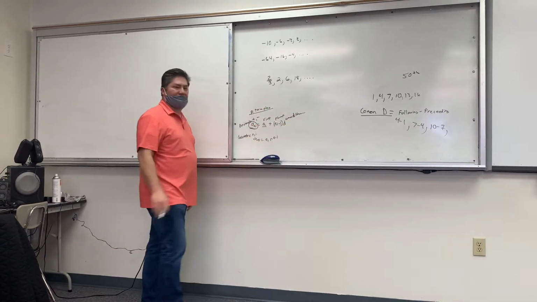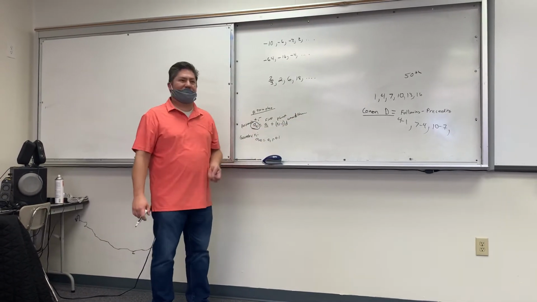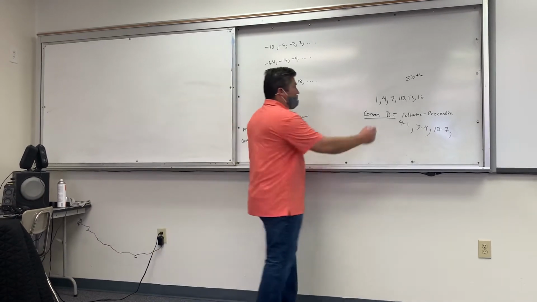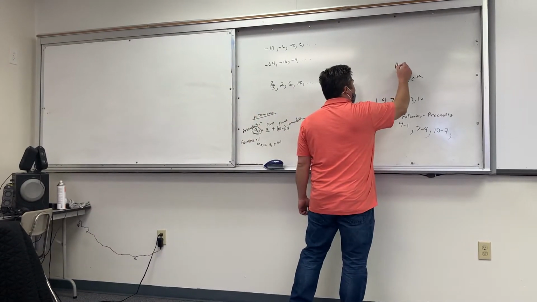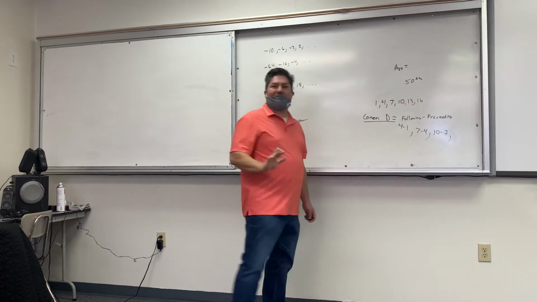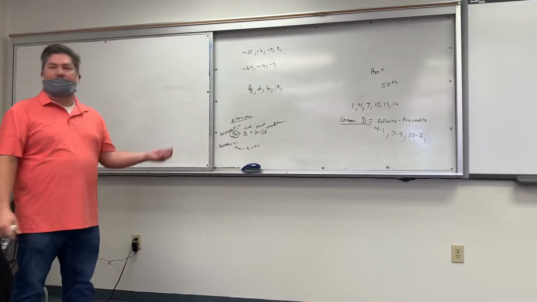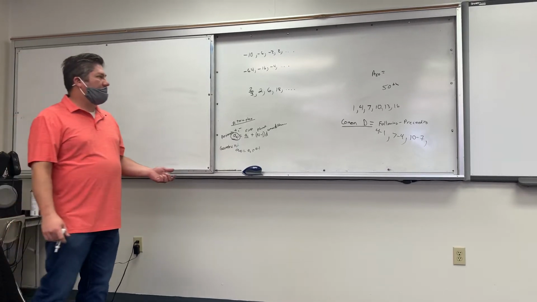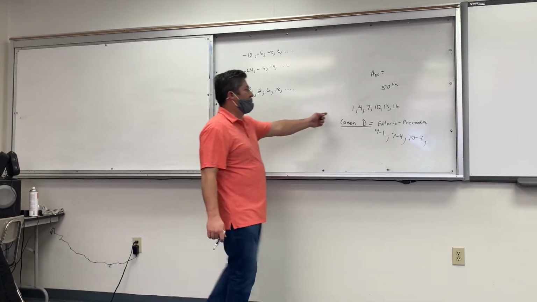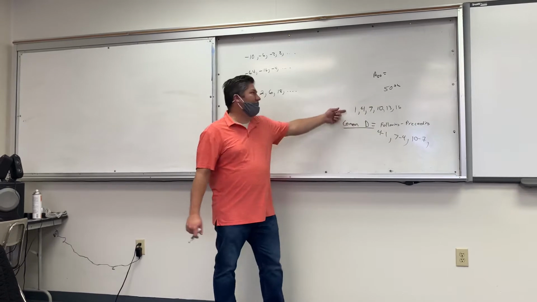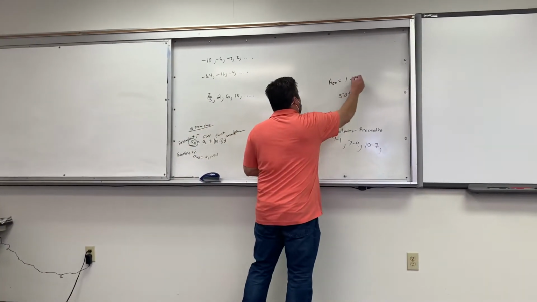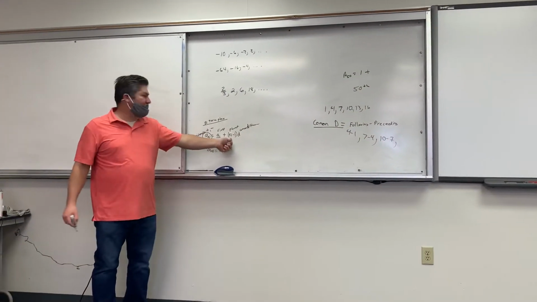Okay, and that's what we're going to do. So if we're going to find the 50th term in the sequence, let's do it. A sub 50, that's the 50th term. That's all that's saying. A sub 50 means I want to find the 50th term. What will I write? What's the first term in this sequence? 1. So I'm just going to write 1 plus, I'm just following this formula.